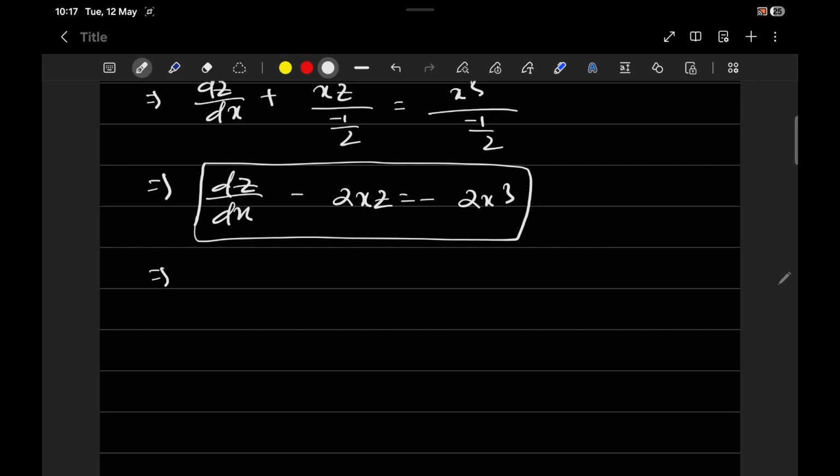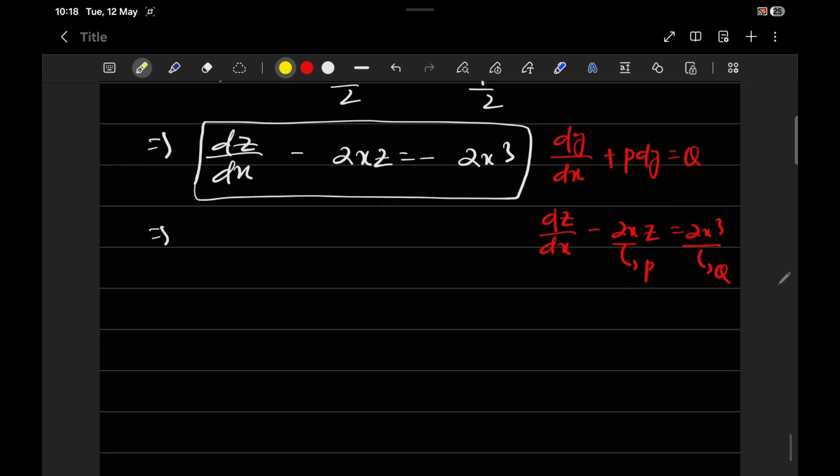The linear form was dy by dx plus p y is equal to q. Here we have dz by dx minus 2xz is equal to 2x cube, where p is this term and q is this term. Now we can solve those by the linear method we know, by taking the integrating factor.